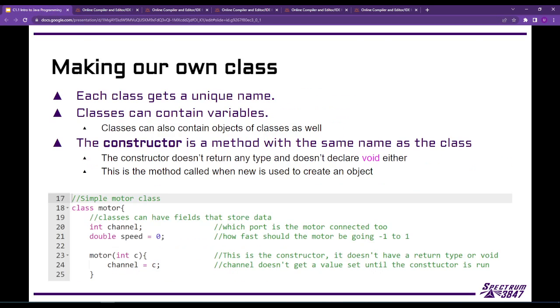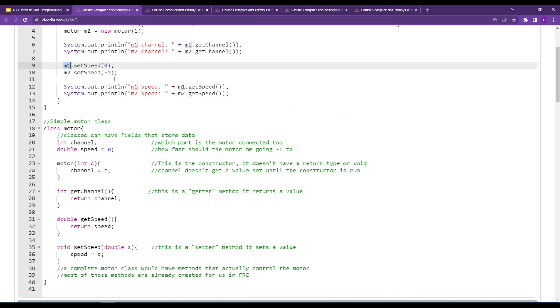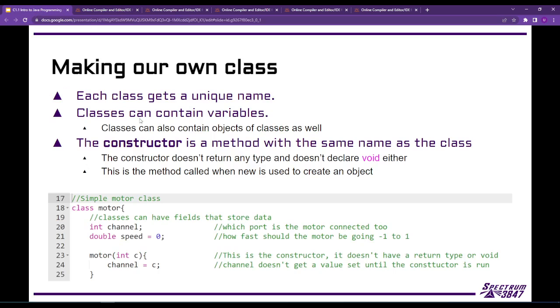Okay, I think I've kind of jumped the gun a little bit here. So yeah, each class gets a unique name. In this case, the class is Motor. The classes contain variables, and this first method here that doesn't have a return type is the constructor. It's what lets the program know how to make an instance of the class, so that's why it's called the constructor. It's kind of building out what the class is and that instance of the class, that object.